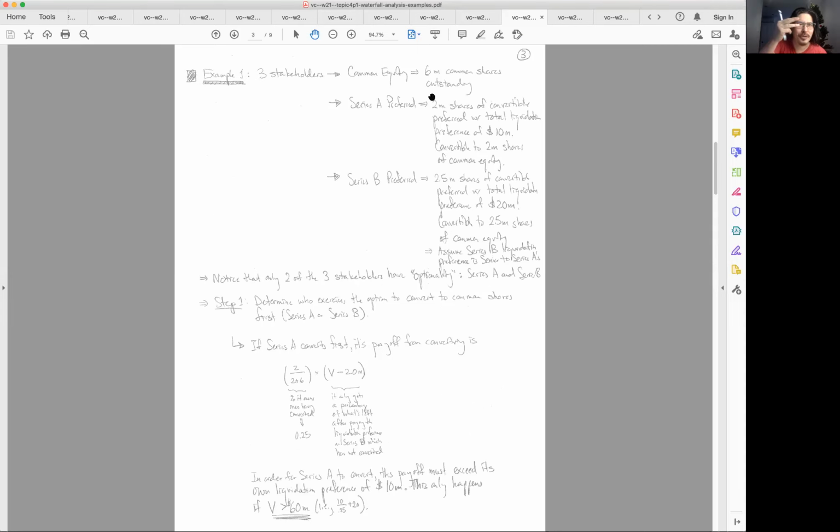You know what I'll do? We'll have 3 rounds of funding. I'll make the example on the fly. So we'll have founders with 10 million shares of common equity.